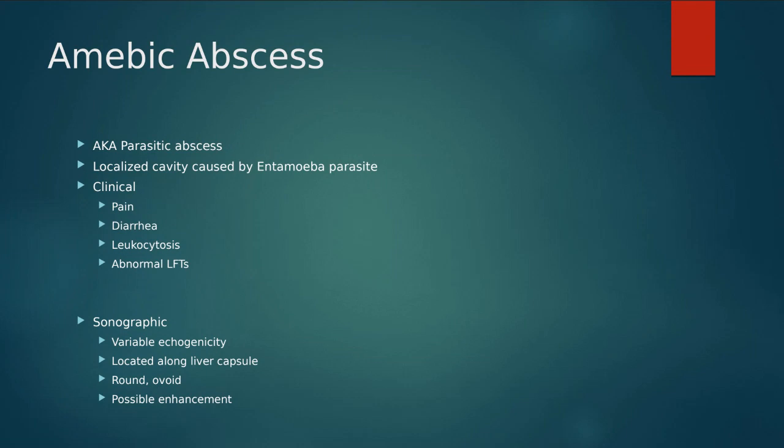Clinically, the patient will have pain, diarrhea, leukocytosis, abnormal LFTs. On ultrasound, kind of similar to the pyogenic abscess, it's going to be variable in echogenicity, but it's mainly going to be located along the liver capsule.